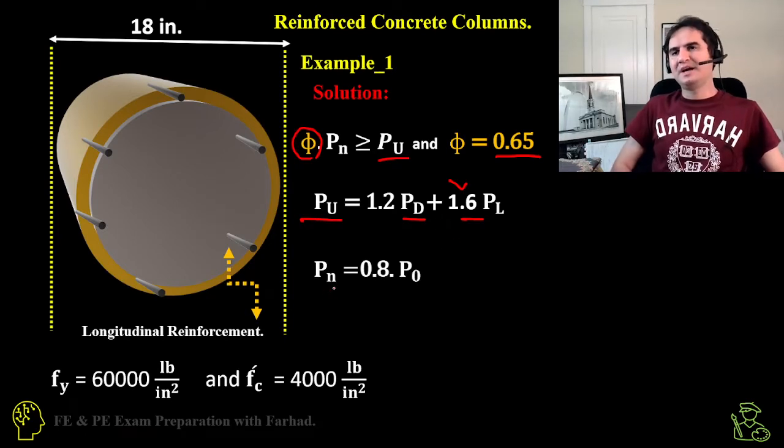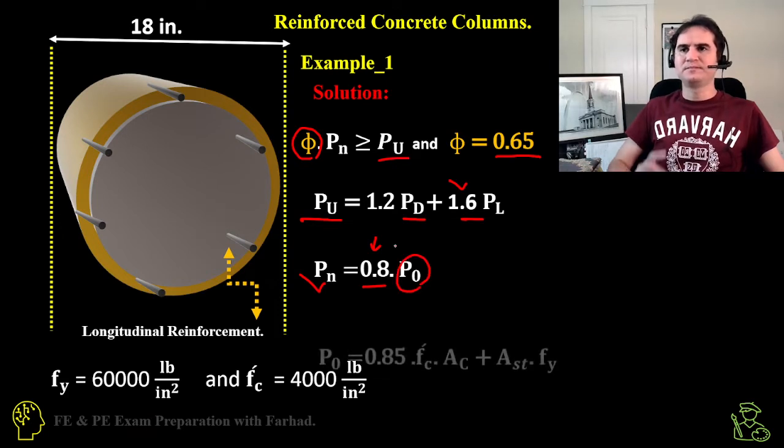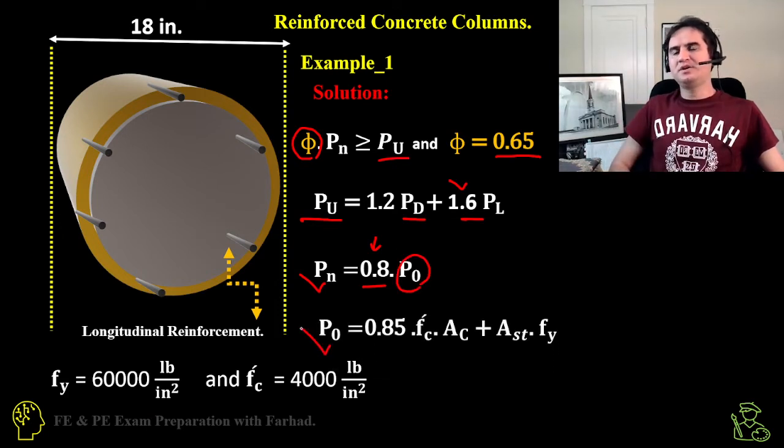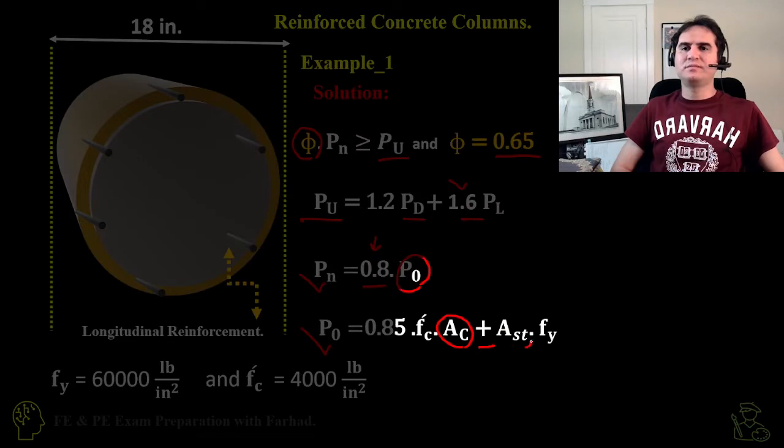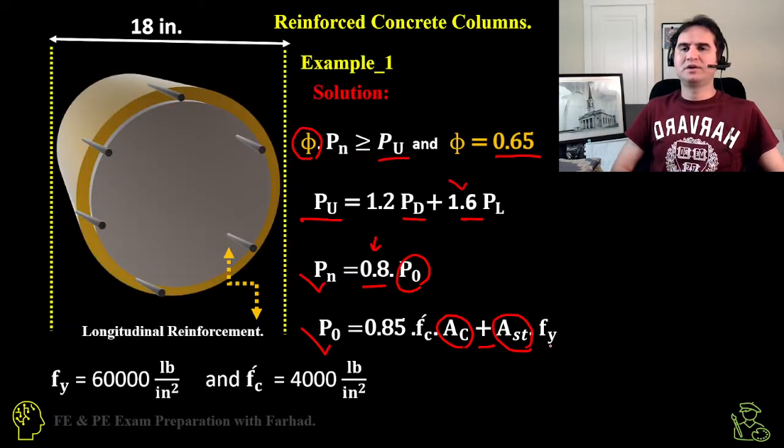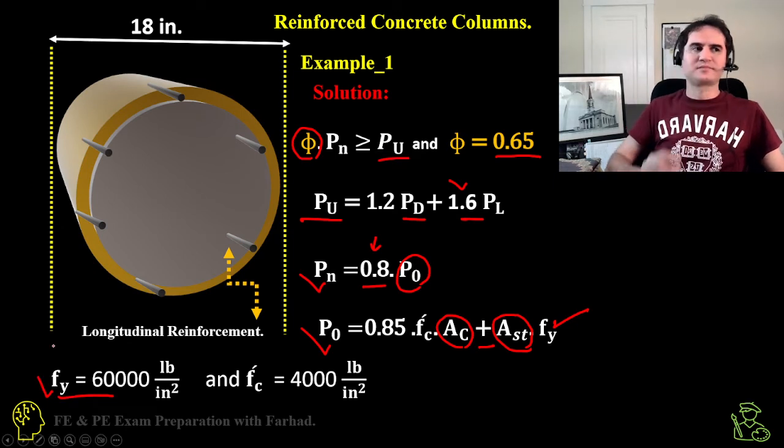And we have a nominal axial load of a column, which involves another reduction coefficient, and that's 80% of P naught. We define P naught for columns as 85% times f'c times the area of concrete plus Ast, the area of rebars, which we are looking for right now, times the yield strength of steel, which is provided here.